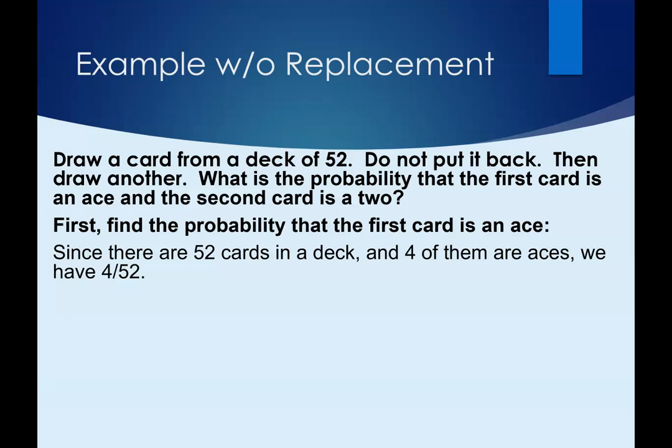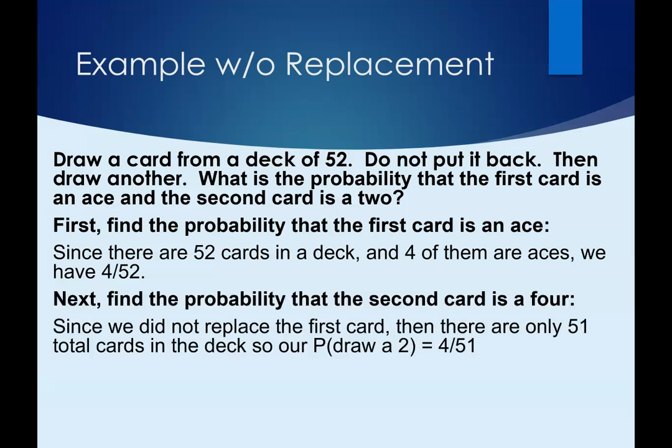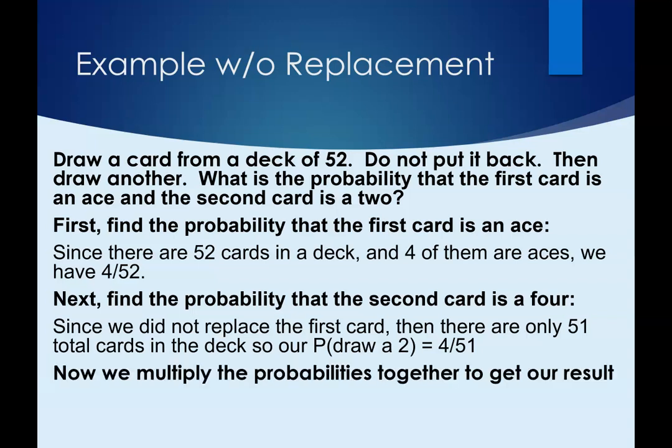But what about the 2? What happens with that? We still have 4 2s in there, even if we pulled that ace out. But we only have 51 cards left in the deck. So we need to drop down that denominator. We didn't replace the first card, so we would have 4 out of 51 for our second factor. That's what we're doing when we multiply the event by the condition.